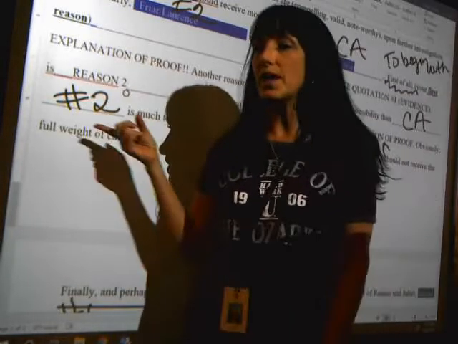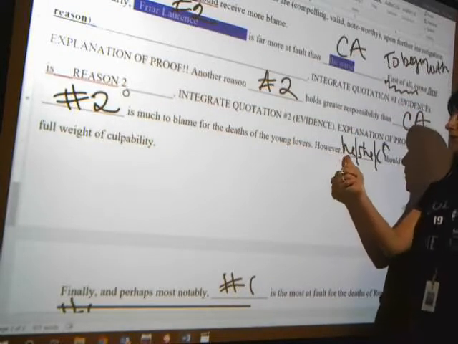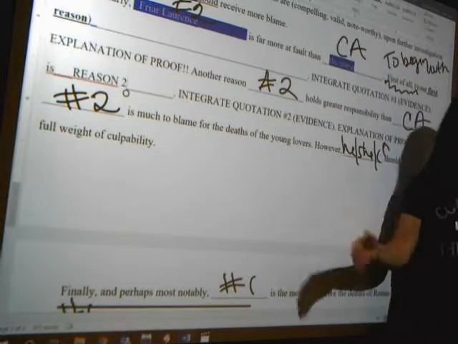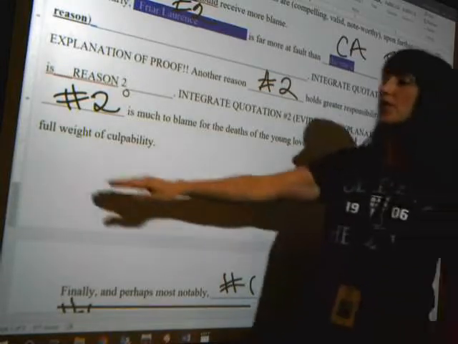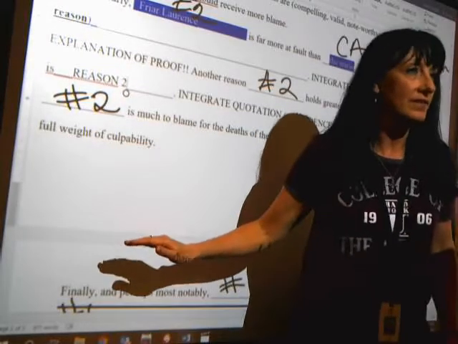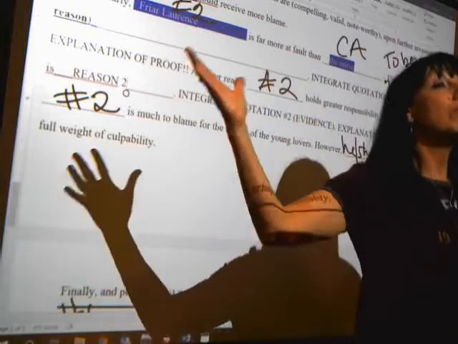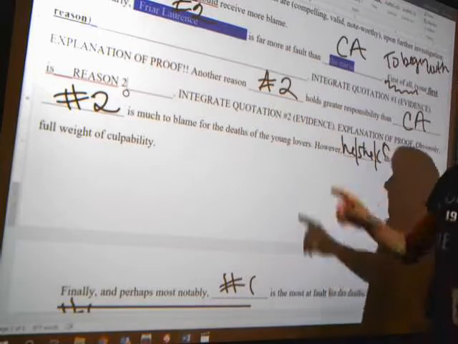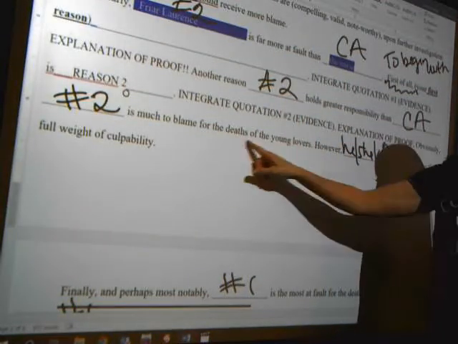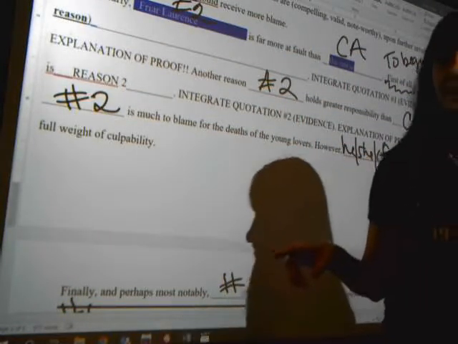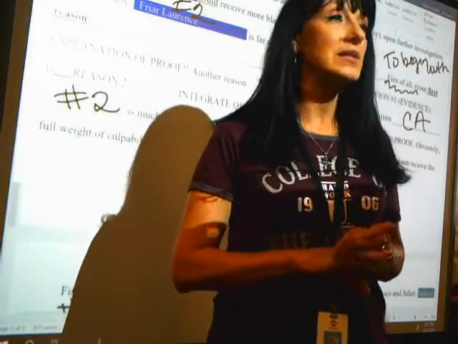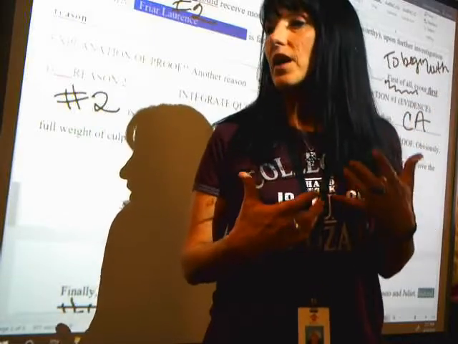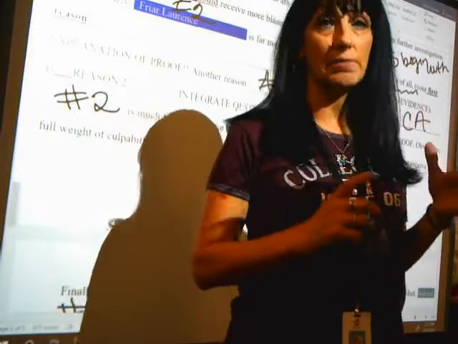Obviously, number 2 is much to blame for the deaths of the young lovers. However, comma, he, she, or whatever, should not receive the full weight of culpability. That means there's somebody even more responsible that holds more of the burden. All right? So again, we've gotten that. This is our bridge sentence, our transition sentence into the 4th paragraph, the 3rd body paragraph, which is going to be the paragraph in which we support the rationale for who we chose as the most responsible for the deaths of Romeo and Juliet.